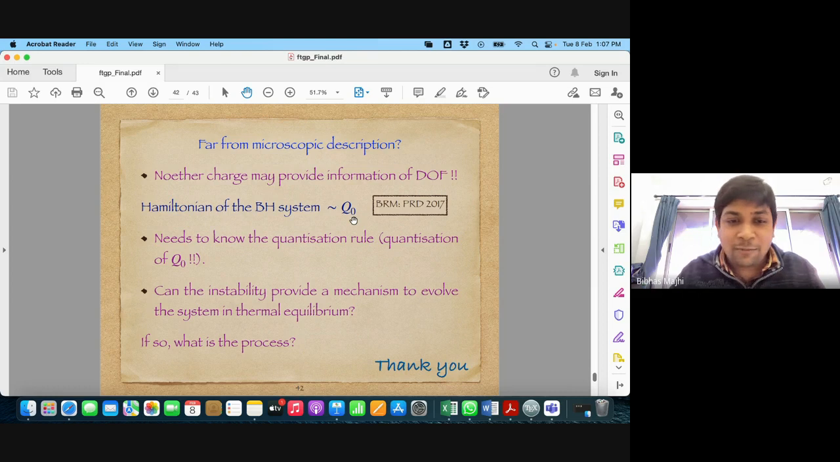This much information I have, but I'm trying to understand whether I can say something more about this Q0, but I don't have any particular answer for this.